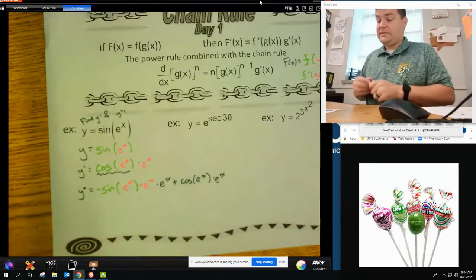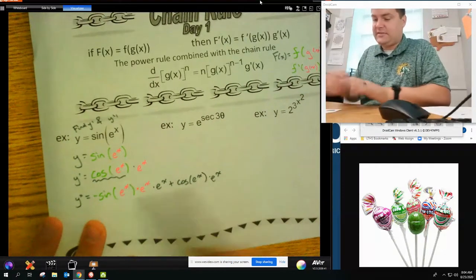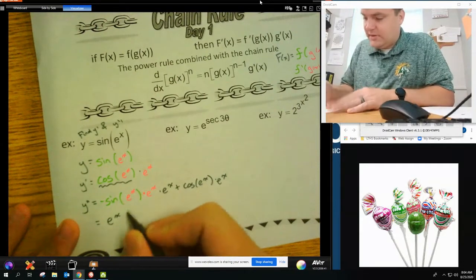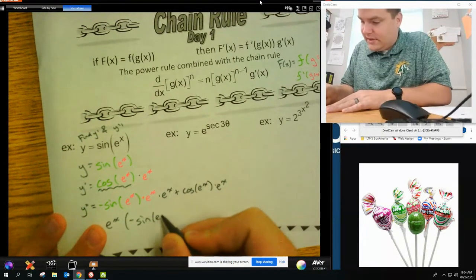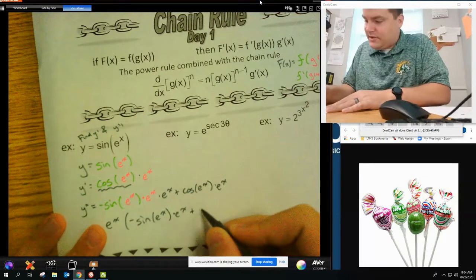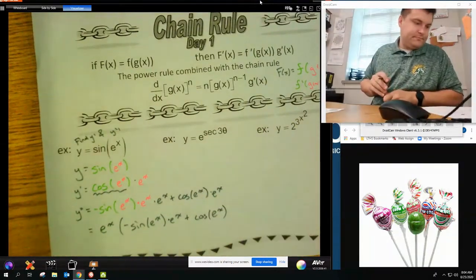Now we can clean this up a little bit. It looks like we have a GCF of e to the x for both of these. So this is going to be e to the x, and then you get negative sine of e to the x, and this one has an extra e to the x, plus cosine of e to the x.